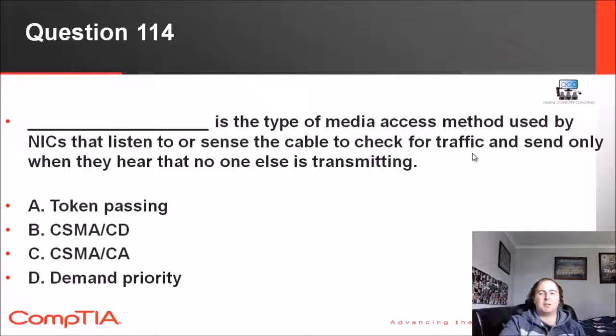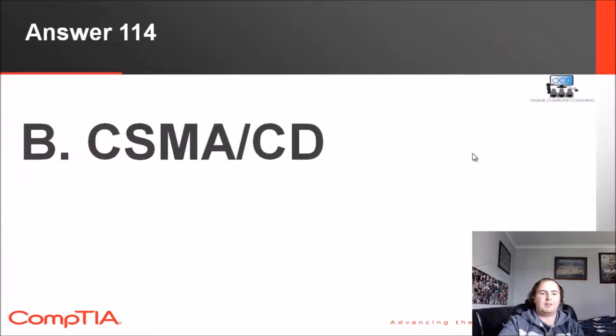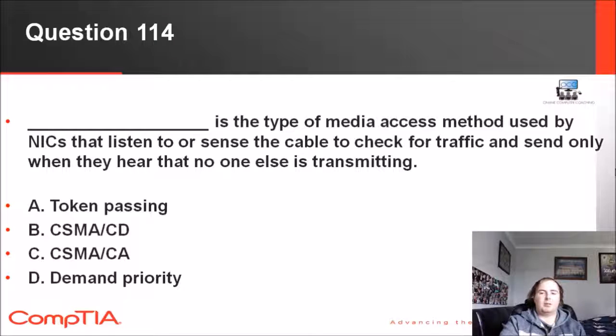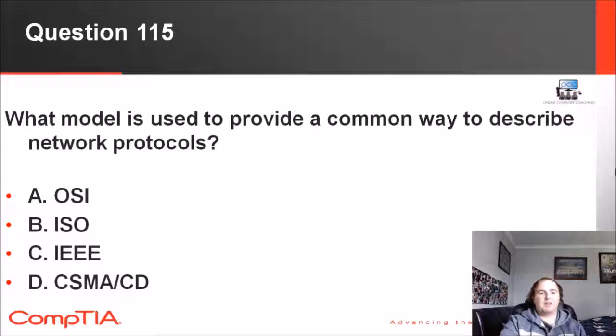Question 114: blank is a type of media access method used by NICs that listen to or sense the cable to check for traffic and send only when they hear that no one else is transmitting. We've got token passing, CSMA CD, CSMA CA, and demand priority. I'll just give you the answer to this one and explain it. The answer here is B, CSMA CD, or carrier sense multiple access with collision detection. With this kind of method it will pretty much do what it says right there.